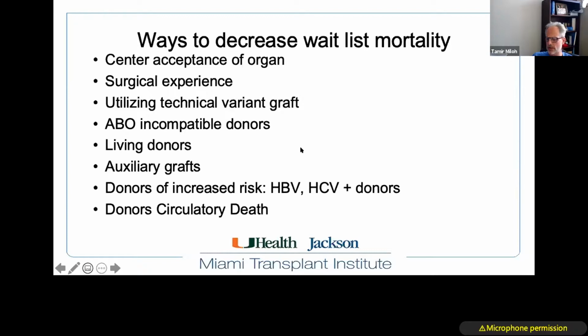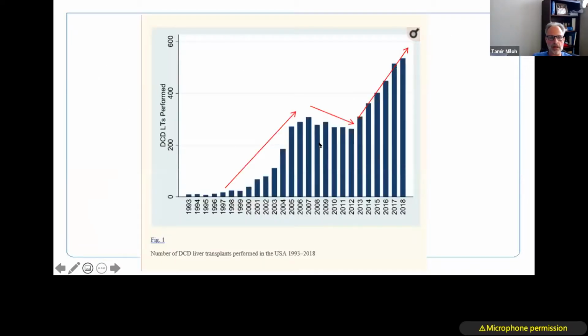Using technical variant grafts, and not just whole grafts, but splitting, reduced size, using ABO incompatible donors, living donation, auxiliary grafts, using donors of increased risk, those who are hepatitis B or C positive donors, but definitely donors after circulatory death that I will focus on the next few slides.